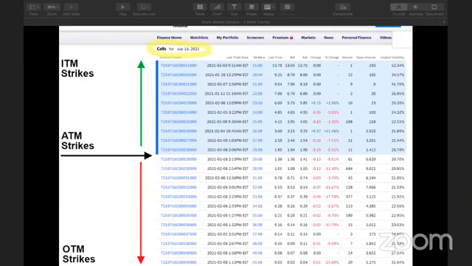As it relates to the call side of things, I like to buy my options in the money, and I like to sell my options out of the money. All right, typical rule of thumb: buy them in the money, sell them out of the money.